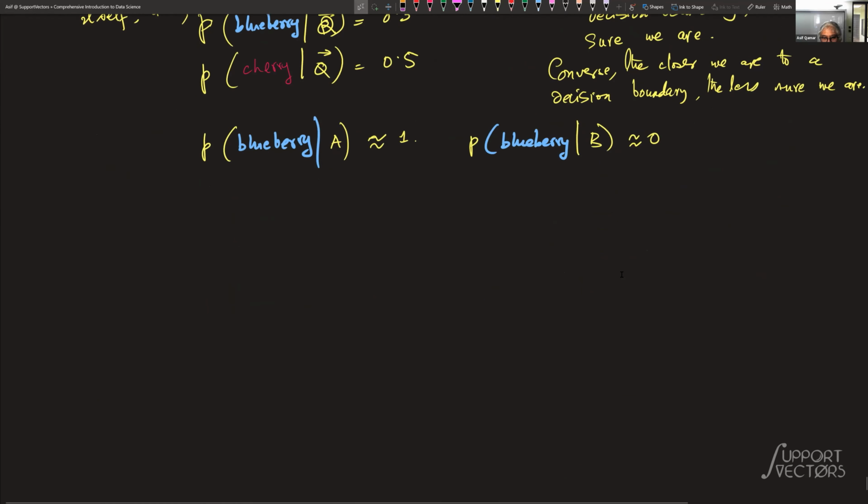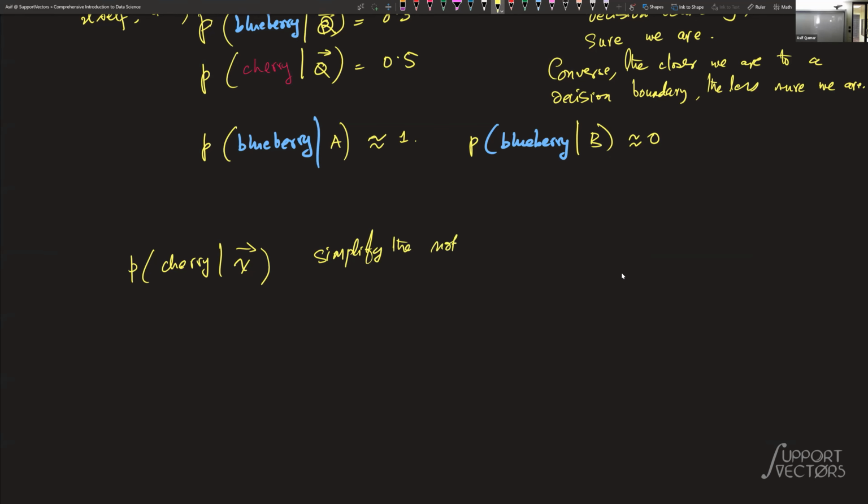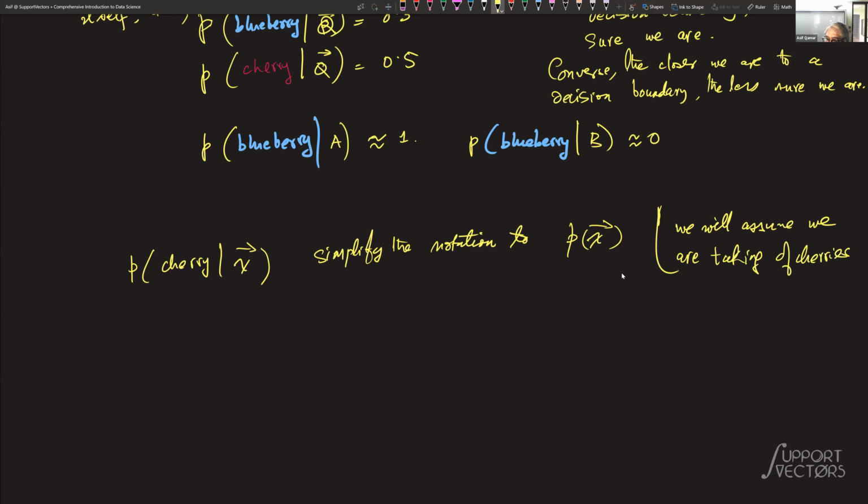Now we'll simplify this notation. What we are looking at is the probability of a cherry at a point X, isn't it? We will simplify the notation to P of X. We'll assume we are talking of cherries, right? More formally, we should use the notation on the left, but more commonly, people use the notation on the right. In fact, your textbook uses the notation on the right. So we'll just use that simpler notation, but remember that we're always talking about the probability of cherry. The probability of blueberry is just 1 minus the probability of cherry.